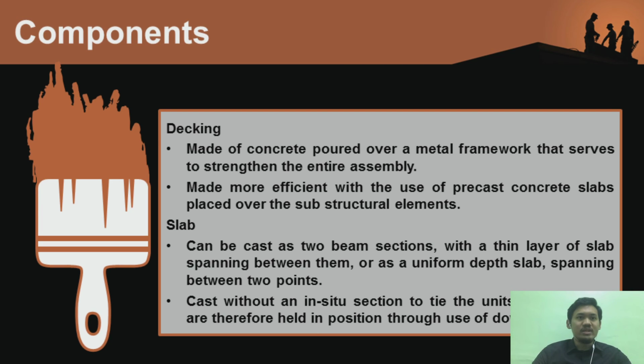A slab can be cast as two beam sections with a thin layer of slab spanning between them, or as a uniform depth slab spanning between 2 points.